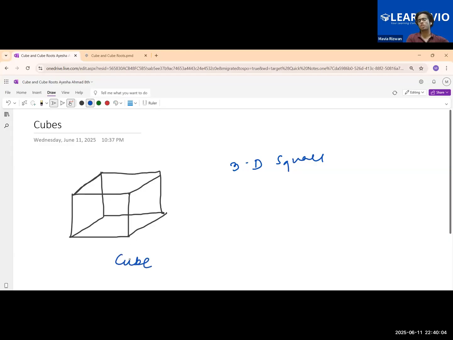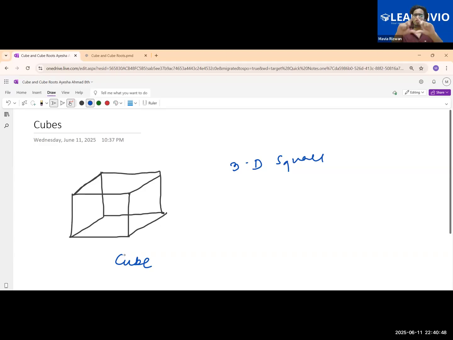Ayesha, have you ever seen a Rubik's cube? Yes, sir. Rubik's cube has 6 sides. If it is a solved Rubik's cube, it has 6 sides. White, yellow, blue, red, orange, and green. Some cubes have black as well, so that's fine. So it has 6 sides, right? 6 faces it has.